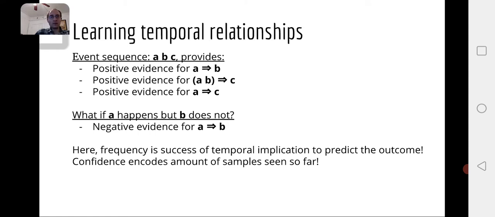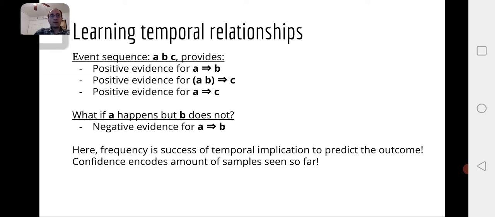An important aspect of all this is the ability to learn temporal relationships, or at least this is one aspect I have focused on for my NARS design or implementation design. As an example, if you see an event sequence ABC, this event sequence provides positive evidence for the implication that A leads to B, and it also provides positive evidence that A and B together lead to C, and also positive evidence that A leads to C.